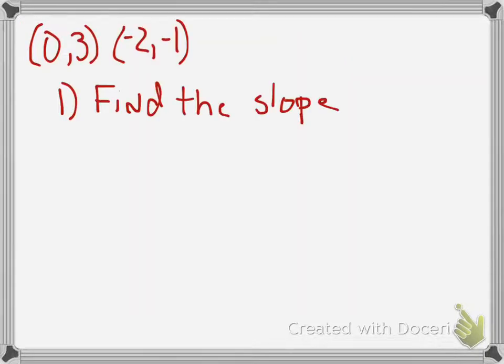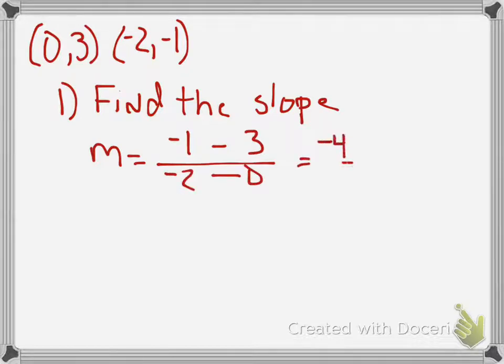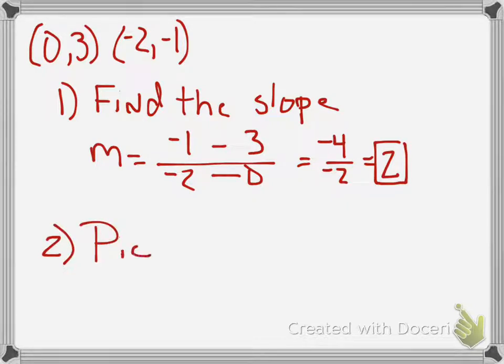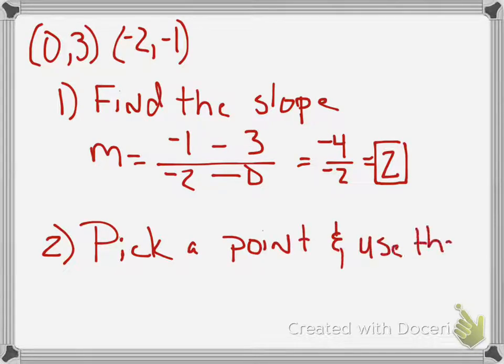Okay, so what happens if you're only given 2 points and there is no slope given to you? Well, if you got 2 points, you got to find the slope. So here's where we find the slope. Again, subtract the y's over subtract the x's. You get -4 over -2, which is going to simplify to +2. Then you pick a point and you put it into point-slope form, and use that slope.